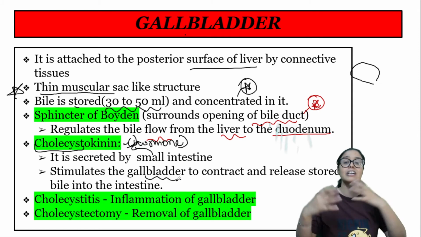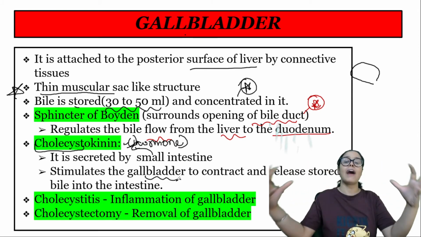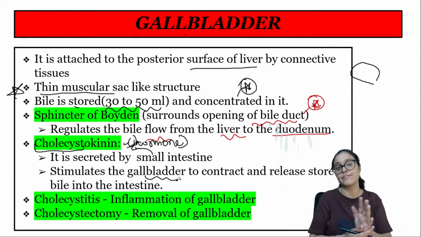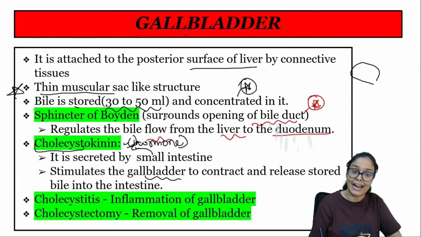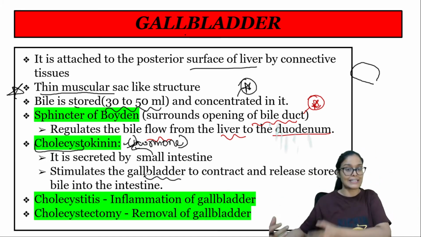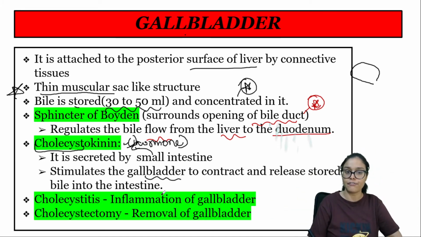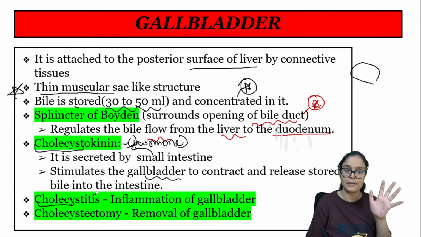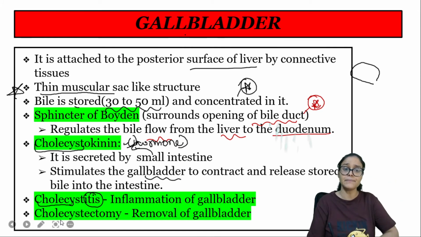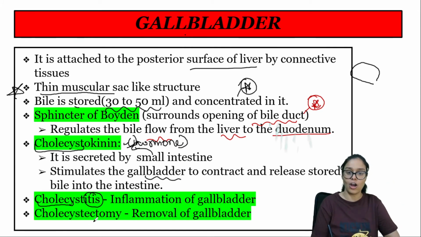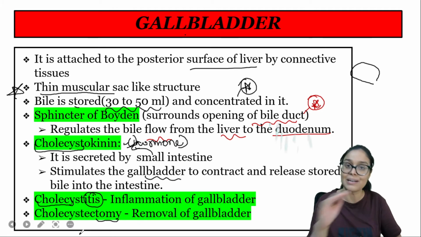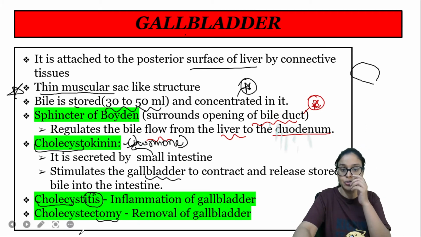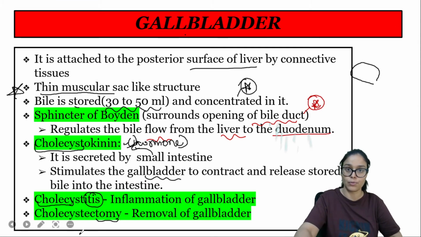So small intestine में अगर ज़्यादा fat आ गया, if food is received which has a lot of fat, in that case the small intestine secretes this hormone, which will stimulate the gallbladder to secrete the bile juice for the function. So cholecystitis: cholecyst means gallbladder, itis means inflammation of the gallbladder. Cholecysto means gallbladder, tomy means removal. So surgical removal of the gallbladder in case of infection is known as cholecystectomy, right?